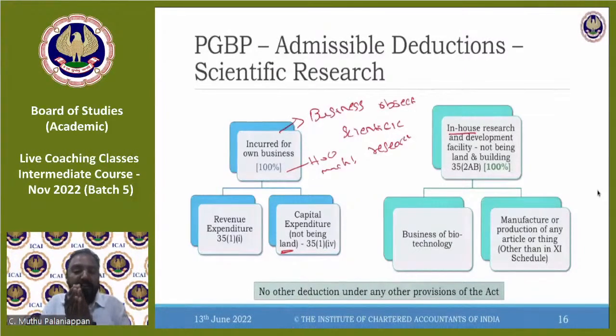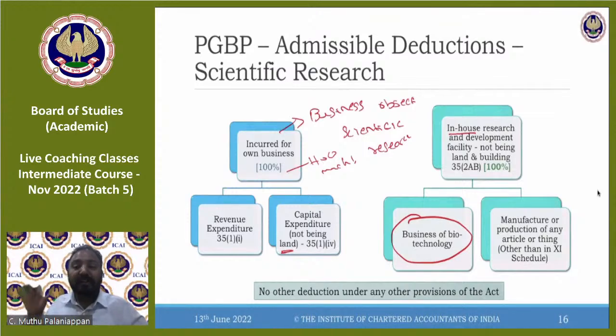Now, this is bifurcated into 2 categories. One is in-house research and development where the company is actually into the business of biotechnology. So a company in the business of biotechnology has in-house research and development. For that, anything they spend is eligible as deduction. Or they must be in the field of manufacturing or production of any article other than those in the 11th schedule. What is typically the 11th schedule?